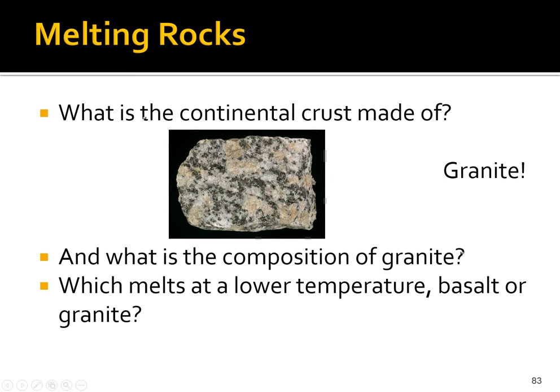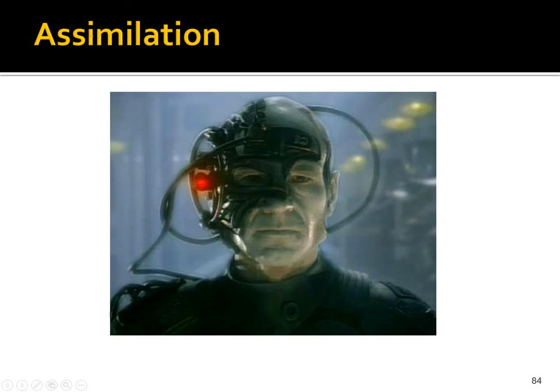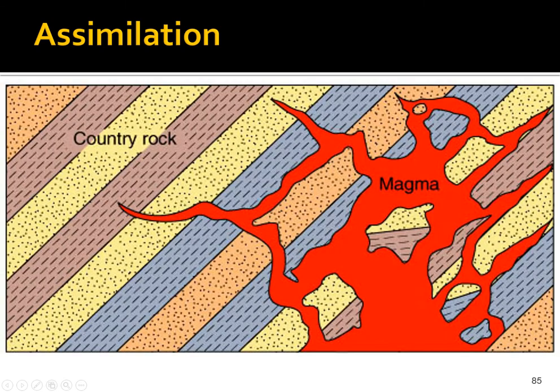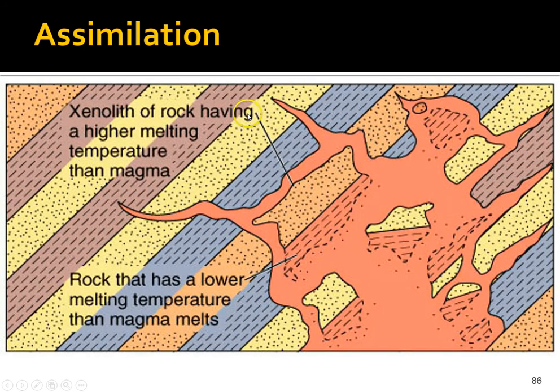And so granite is actually melting at a much lower temperature than basalt. And so we can do this process of assimilation, just like the Borg. Right, so as magma goes into country rock, it actually starts melting the rocks around it. So it melts the rocks and then incorporates it in. So this sandstone probably has lots of quartz in it. That starts to melt and you add it to the magma. And so the magma now is a little bit more felsic, a little bit closer in chemistry to the surrounding rock.